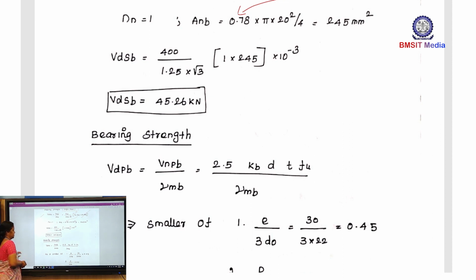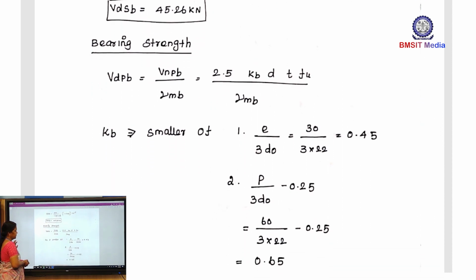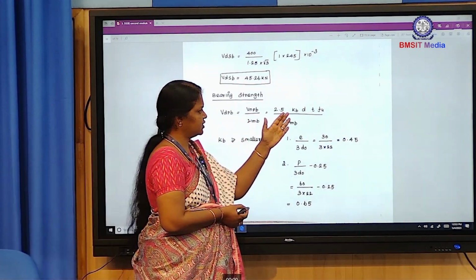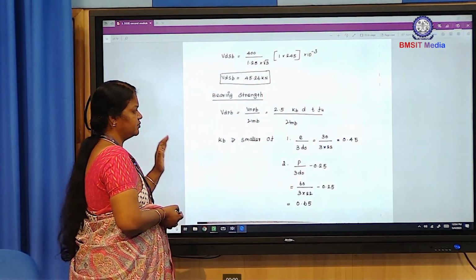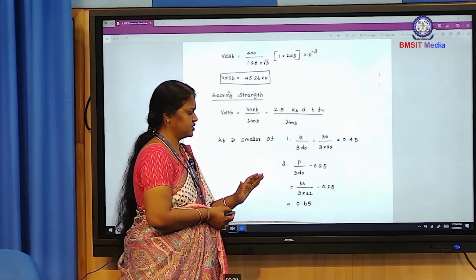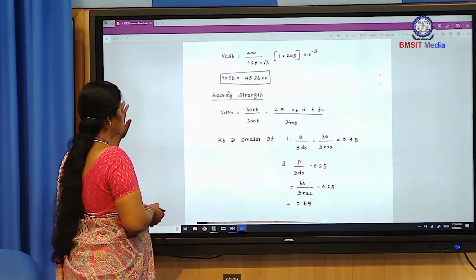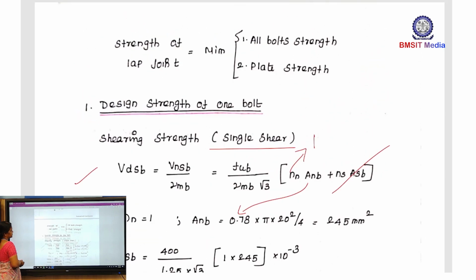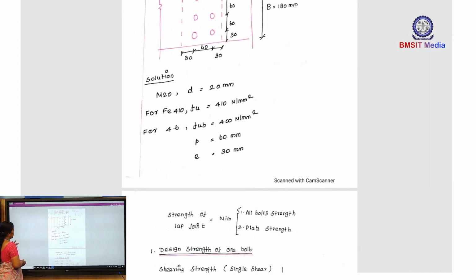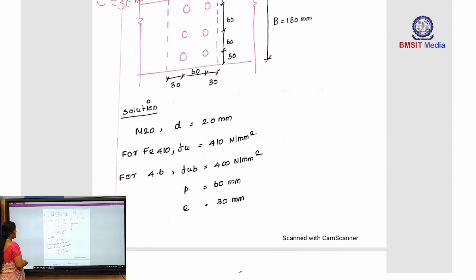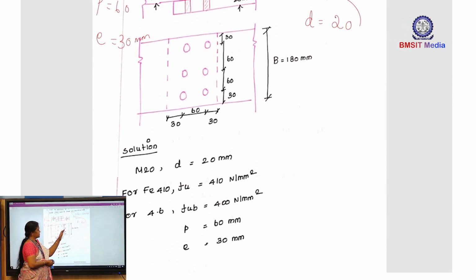Now, bearing strength. Same formula, that is 2.5 kb d t fu by gamma mb. Here no need to calculate the minimum edge distance and minimum pitch distance, because this data is available in the question. Edge distance and pitch distance are available in the question, that pitch equal to 60 mm and edge equal to 30 mm.